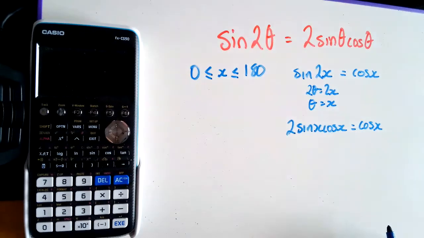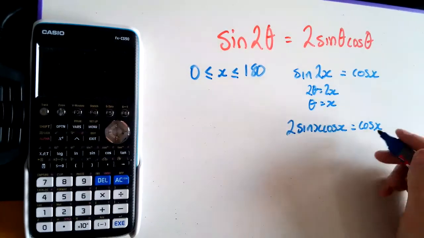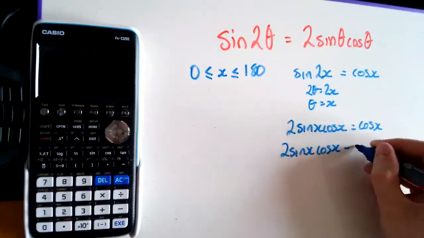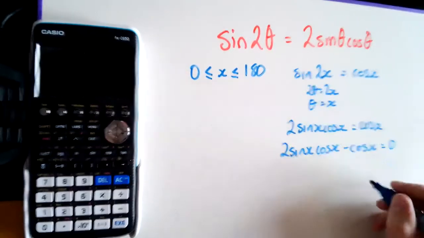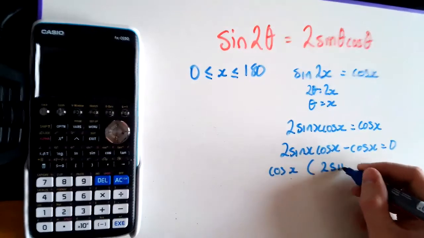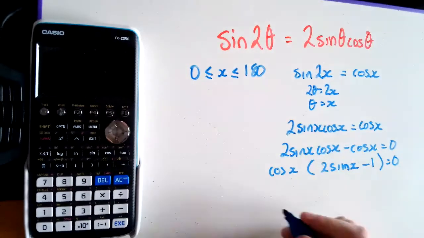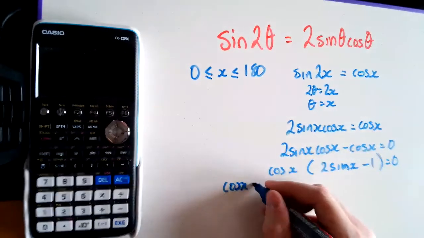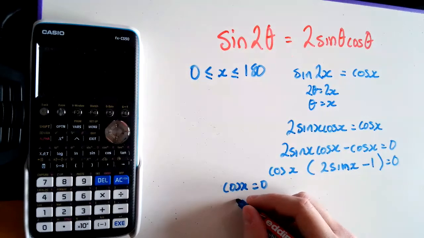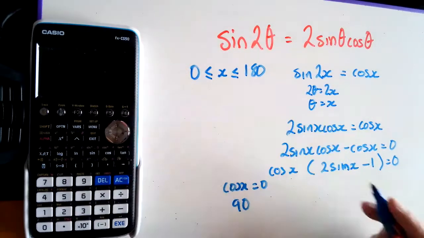And now you should be able to spot what we're going to do. I can't cancel out these cos x's. Instead, remember, I take them over to one side, make it equal 0, and I can factorize out a cos x. And I can solve them separately. So cos x equals 0. Well, you know how to solve that. Arccos would give you 90. 360 minus that would give you 270, just outside the region.